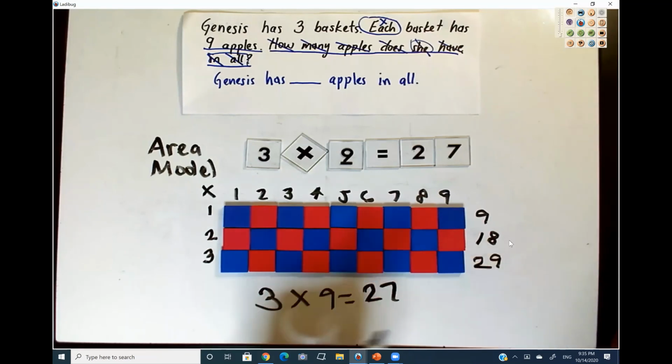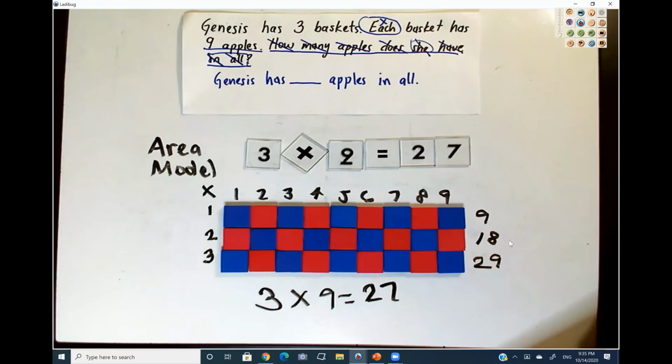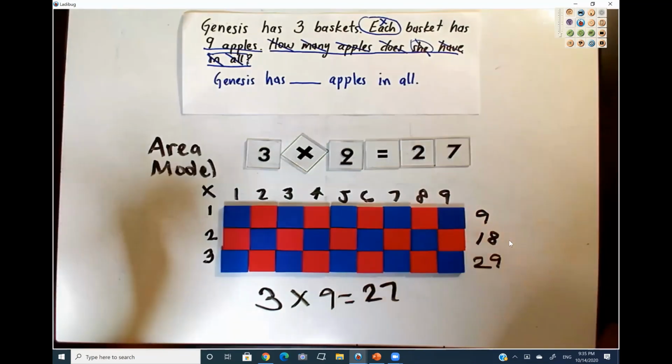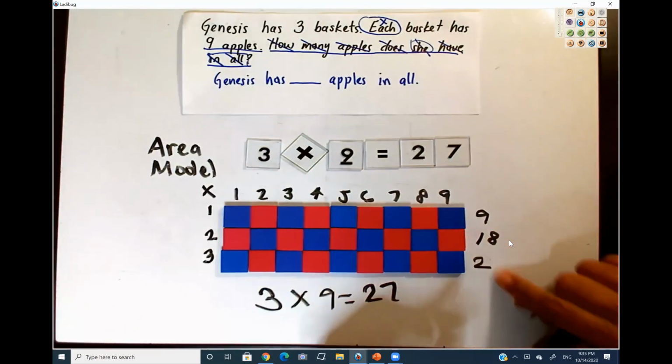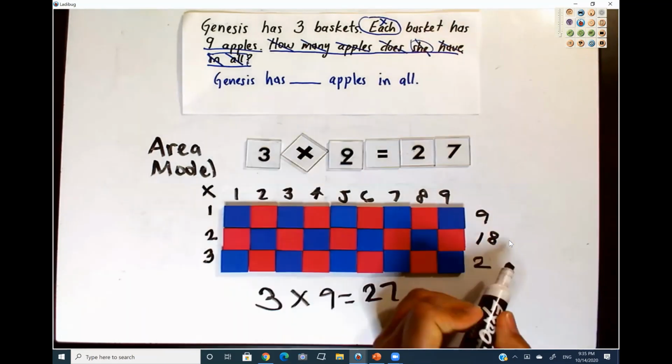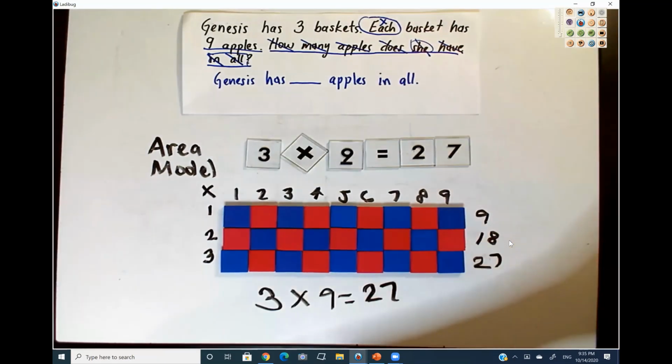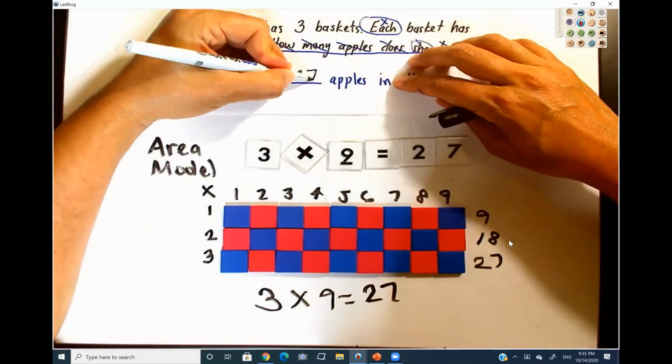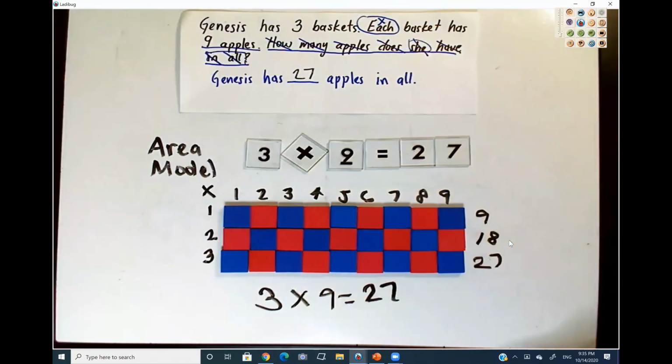If you remember, all the representations we did have the same answer. So I can now write the answer to my problem. Genesis has, oops, I made a mistake here, it's 27. Let me just fix it. Genesis has 27 apples in all. So I hope that you understood the multiplication and all the different representations really well.